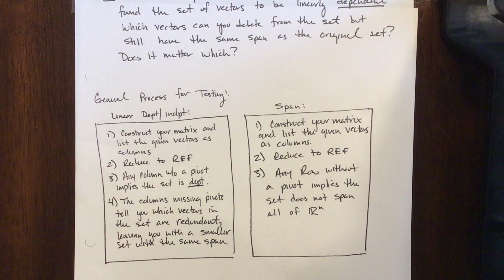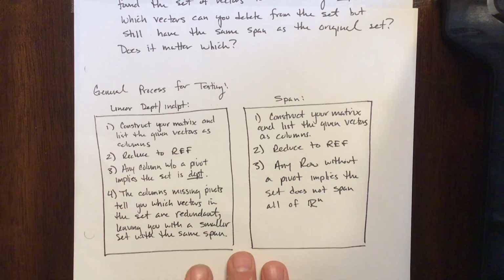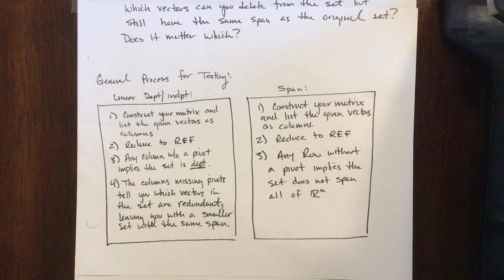And we're back with the second portion of section 4.5. To summarize the first part, I created this little table for you to review. Basically, when testing for linear dependence or independence, what you want to do is construct your matrix and list the given vectors as columns. Row reduce, you can go to reduced row echelon form as opposed to row echelon form. And any column without a pivot implies the set is dependent.